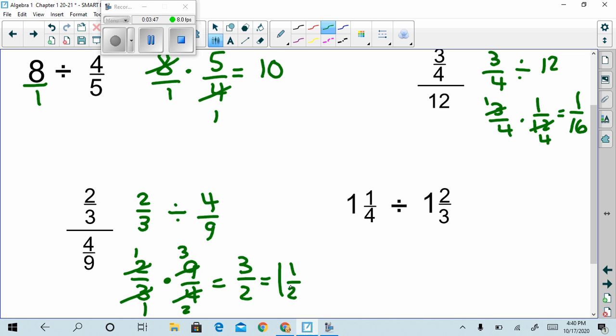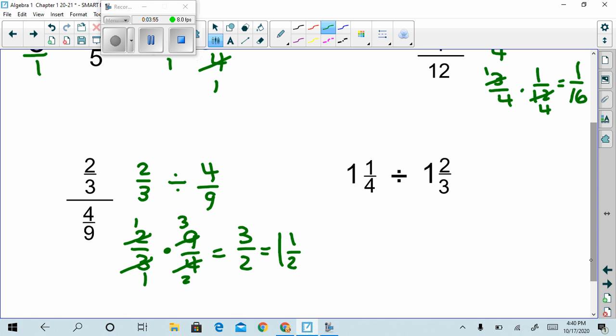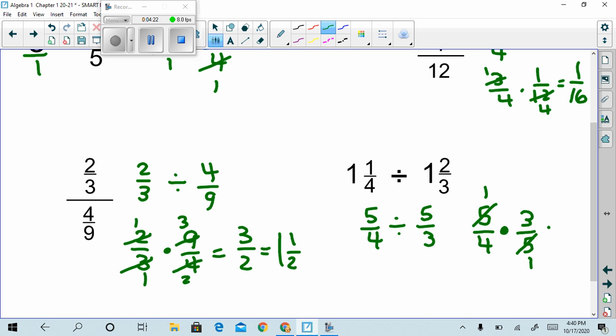The last one on this slide is dealing with mixed numbers. Now, before you can do anything with this problem, you must convert your numbers to improper fractions. If you recall, 4 times 1 is 4, plus 1 is 5. That's 5/4. I'm going to keep that division sign for just a moment. 3 times 1 is 3, plus 2 is 5, 5/3. I've converted them, so now I can multiply by the reciprocal. I keep, I switch, I flip, or I just multiply by the reciprocal, however you remember to do this. And I get an answer of 3/4.